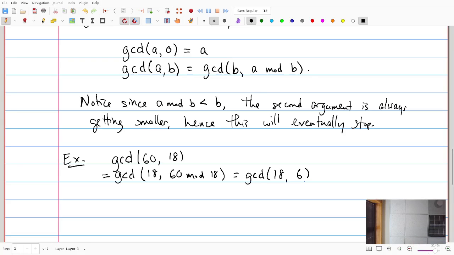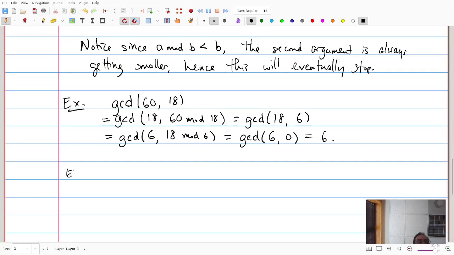6 is still not 0, so use the second rule again. So this is going to be GCD of 6 and 18 mod 6. What's 18 mod 6? It's 0, because 6 actually is a divisor of 18. There's no remainder. So GCD of 6 and 0. Finally, we can use the first rule and this is equal to 6. That's what we expected. We definitely shouldn't use the second rule if B is 0, because A mod 0 doesn't make any sense. It's not really defined, so we can't divide by 0.